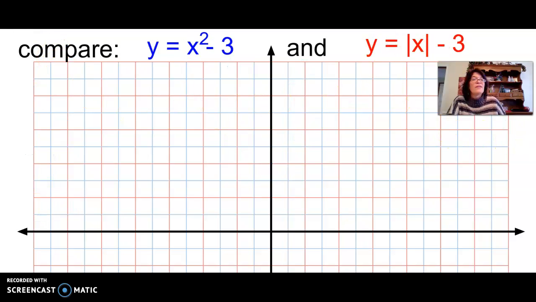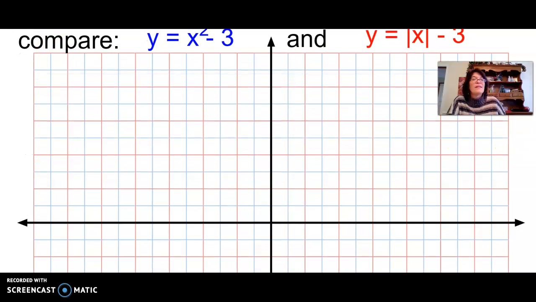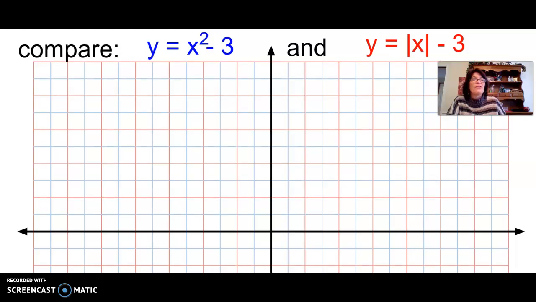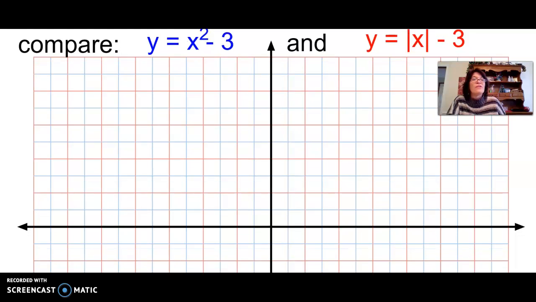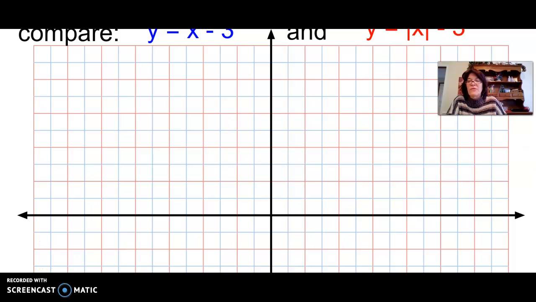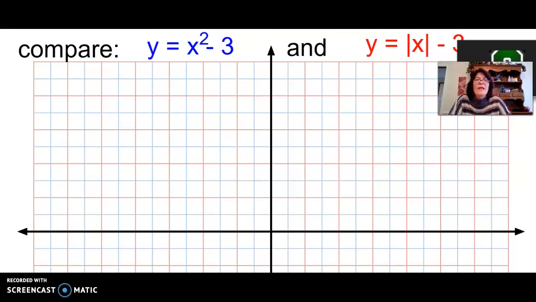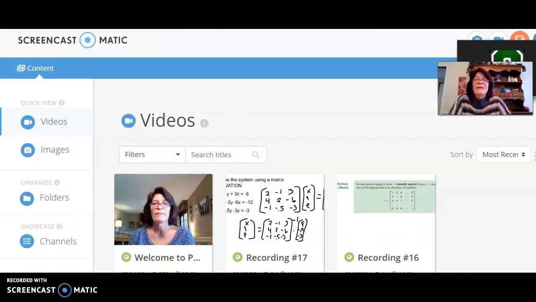Remember what subtracting 3 did? Think about it. Just pause me for a second. Go to Desmos and graph these two yourself before I do it, okay? Okay, so hopefully you graphed it.